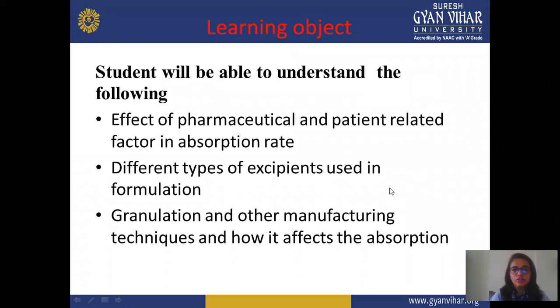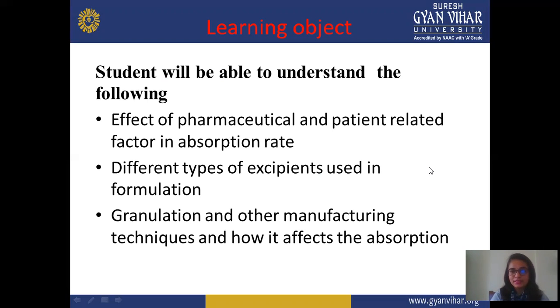First we cover the learning objectives. Before starting this topic, the student should be able to know the effect of pharmaceutical and patient-related factors. That means how some pharmaceutical factors, including machines or any other manufacturing process in the pharmaceutical industry, affect the absorption process or a particular formulation. And patient-related factors, as in the previous lecture we already discussed, like disease state, food content, and some enzymes, affect a particular patient or do not show the desired effect of a particular drug.